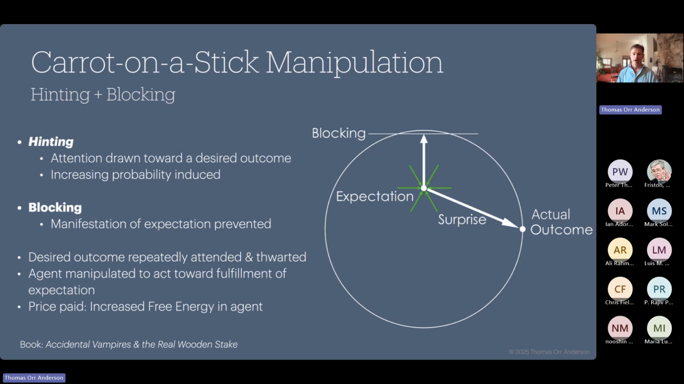This is another one I call carrot on a stick manipulation that involves two basic parts, hinting and blocking. So hinting is drawing someone's attention toward a desired outcome. That's dangling the carrot in front of them. And then they have an increased belief that they are going to get to eat the carrot. So you have this movement of the state of affairs upward or outward toward the surface, and then you block it, you prevent its occurrence.